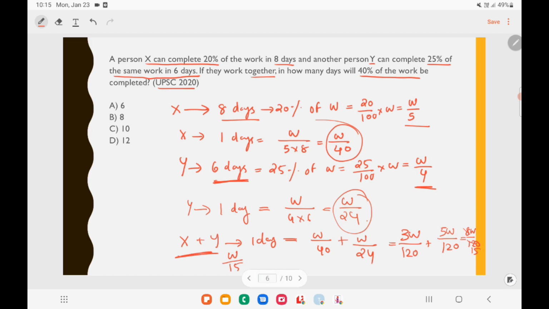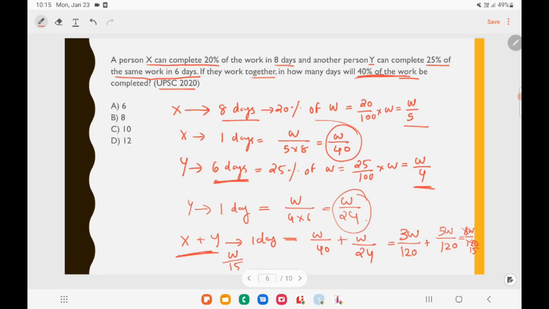Here we need to find out in how many days 40% of the work will be completed. So 40% of work means 40% of W, that is 40 by 100 into W. If you cancel, you will get 2W by 5. So we need to find out in how many days X and Y together will complete 2W by 5 work.